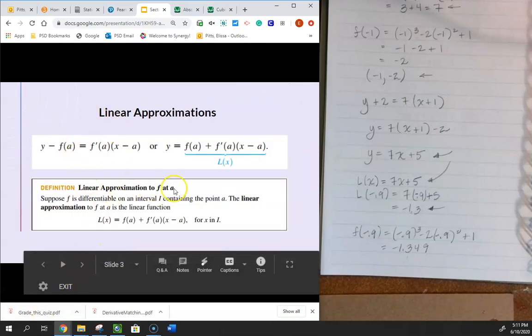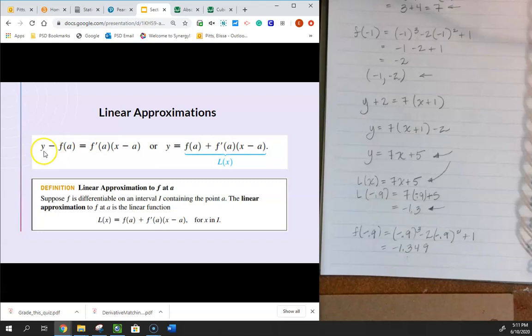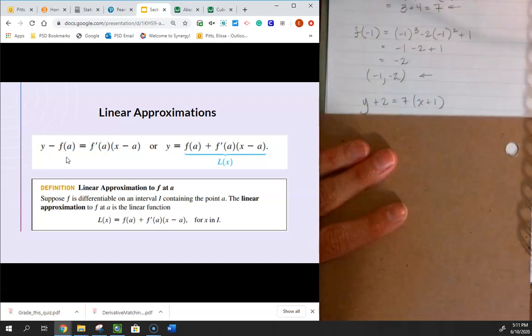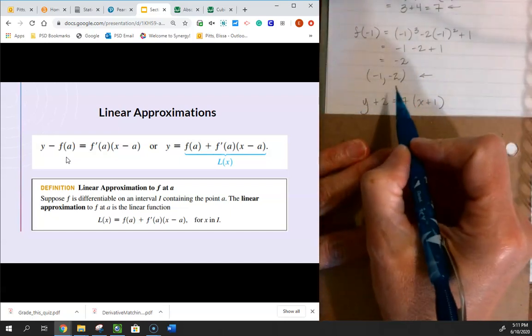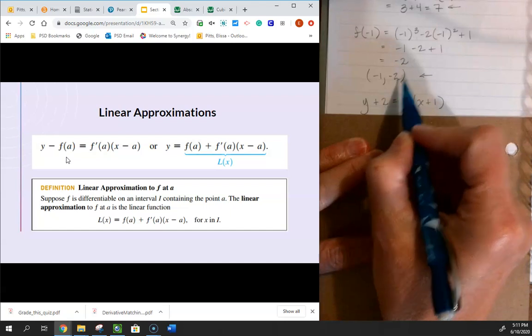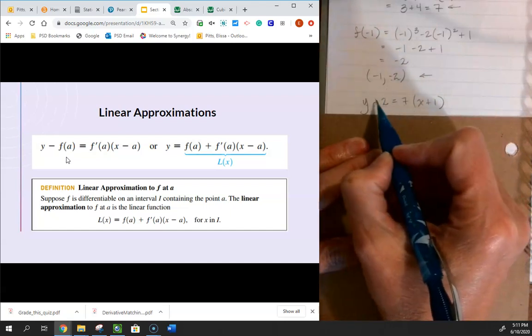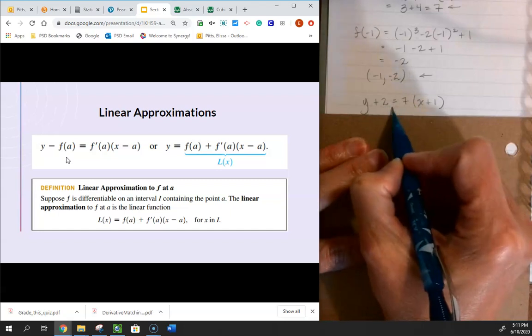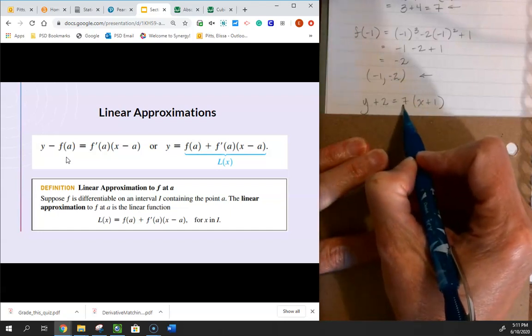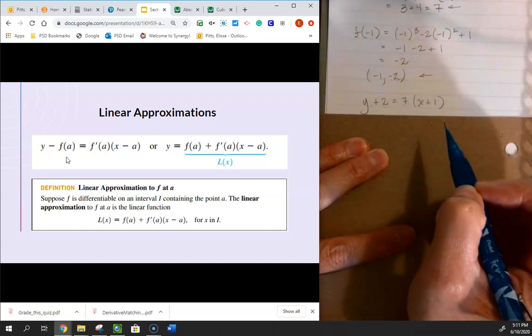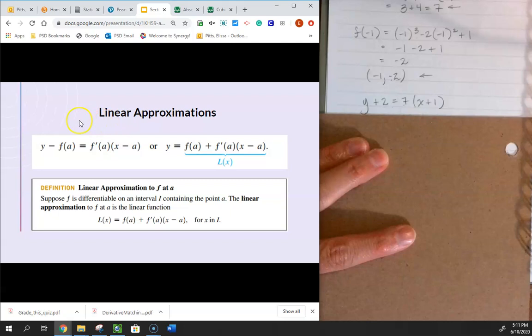So this is what we were just doing. Y minus the y value of the point. If I go back up here, I said y minus f of a, where negative 2 was f of negative 1. Y minus f of negative 1 equals the slope, f prime of negative 1, times x minus a. Our a value was negative 1. So this is just the equation of a tangent line.